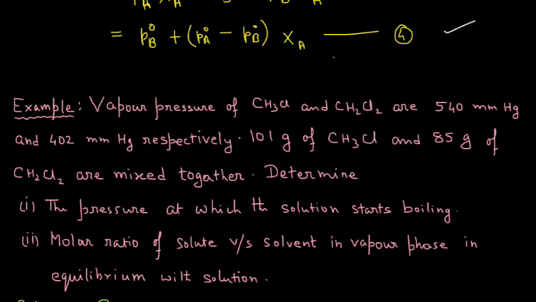Now, let us see an example to get more clarification on Raoult's law and its application. The vapor pressures of methyl chloride CH3Cl and CH2Cl2 are 540 mmHg and 402 mmHg respectively. 101 gram of CH3Cl plus 85 gram of CH2Cl2 are mixed together. First, determine the pressure at which the solution starts boiling. Second, the molar ratio of solute versus solvent in the vapor in equilibrium with the solution.